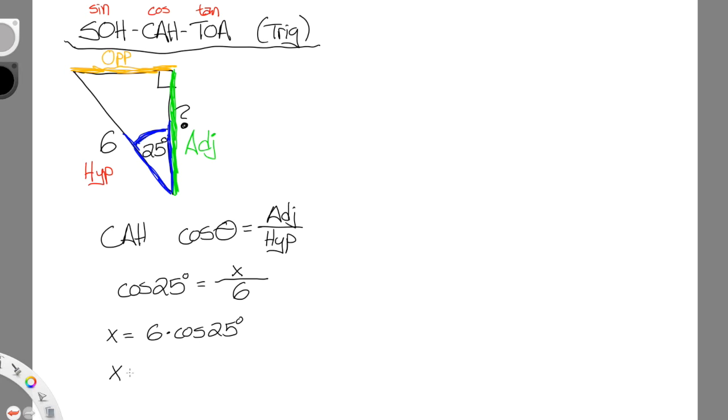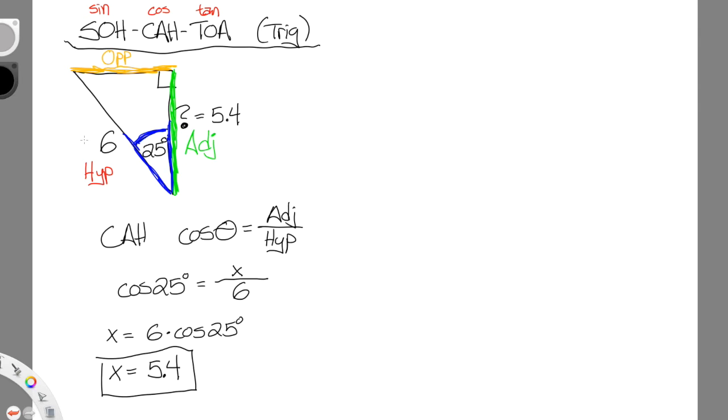Now we just plug this into our calculator, making sure that our calculator is in degrees. So 6 times the cosine of 25 degrees gives us 5.4 to the nearest tenth. So that would be our answer here, 5.4. So we can also double check. This is a side of the triangle that we just found, 5.4, and it is smaller than the hypotenuse. So we haven't broken any of the rules of right triangles, which is good.